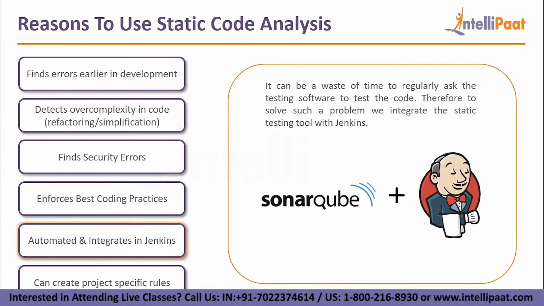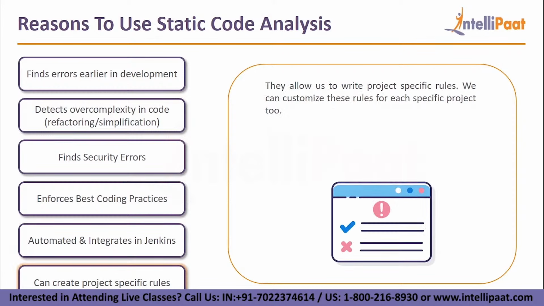To solve such issues, we integrate our static testing analysis tool inside Jenkins so that we don't have to click to test our code again and again. It will do it by itself. It can also create project-specific rules. They allow us to write project-specific rules. We can customize these rules for each specific project too.